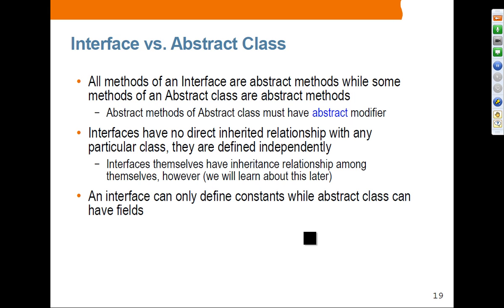I'm going to skip that part because it might confuse things a little bit. So for now, you can think of this as the second aspect: an interface cannot have a parent and child relationship with another class. That's basically what I meant to say on the second bullet. An interface can define constants, while an abstract class can have fields. An abstract class is like a semi-regular class, so it could have fields and it could have regular methods.